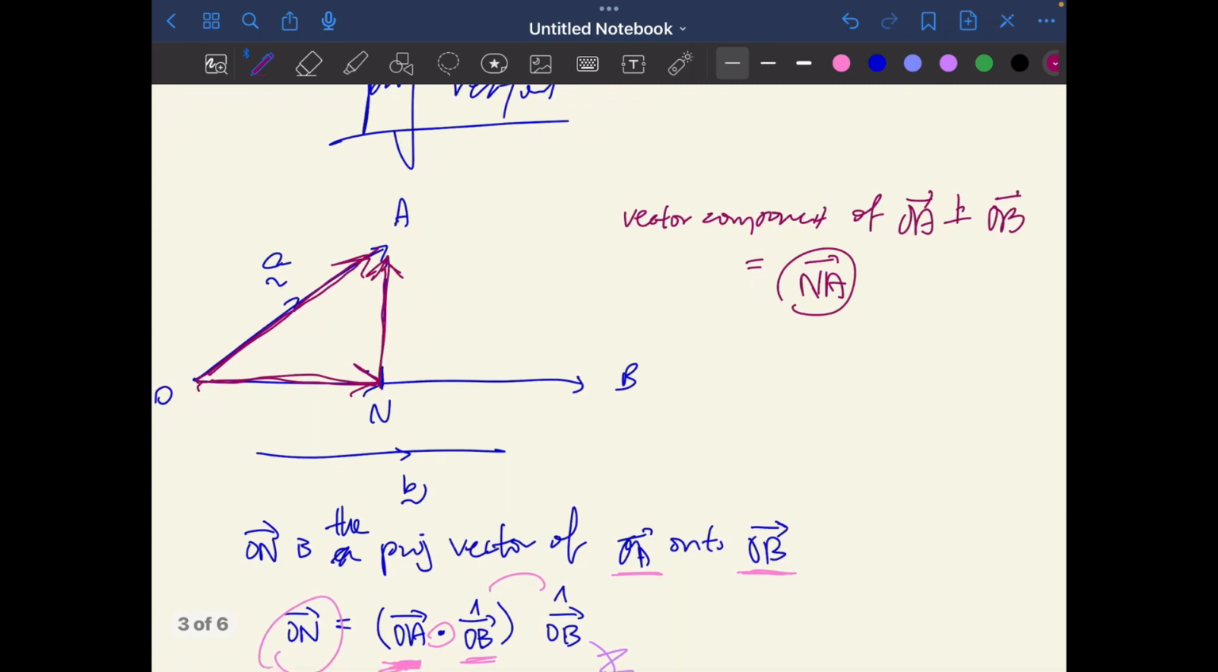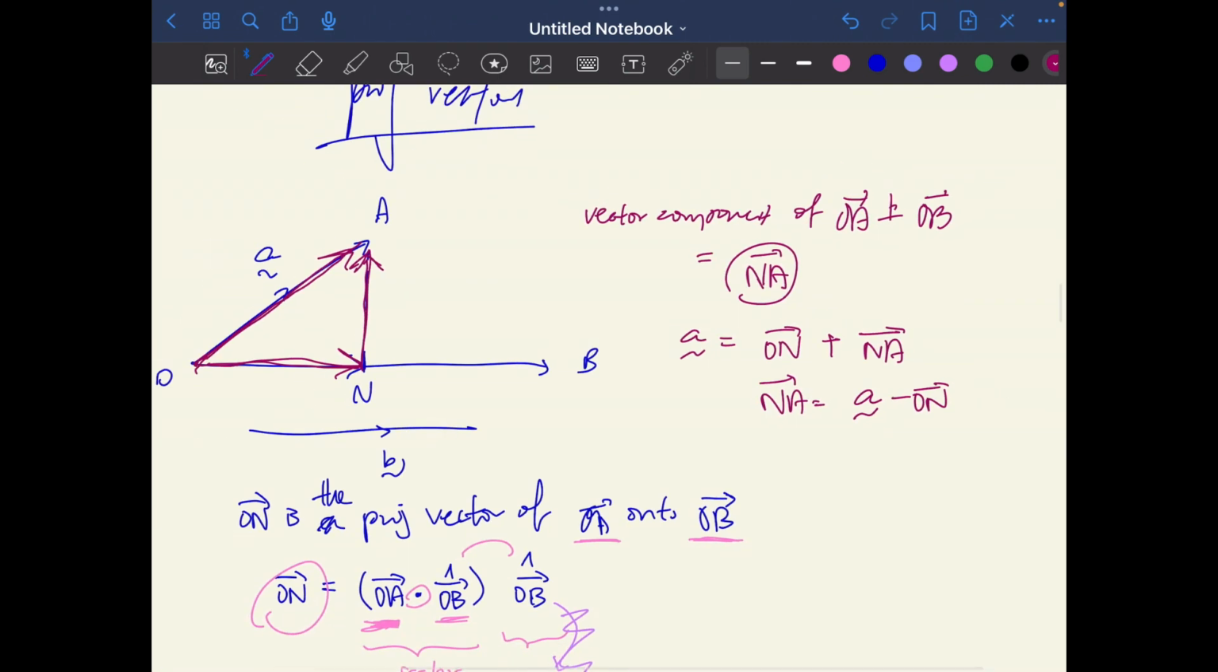And to find NA, you can form an equation. So vector A is equal to vector ON plus vector NA. Then NA would be vector A minus vector ON. So you have to find the projection vector, which is this, and then find your vector component.